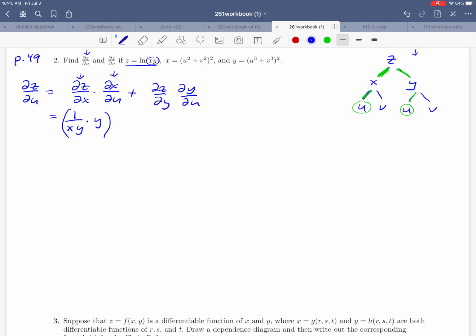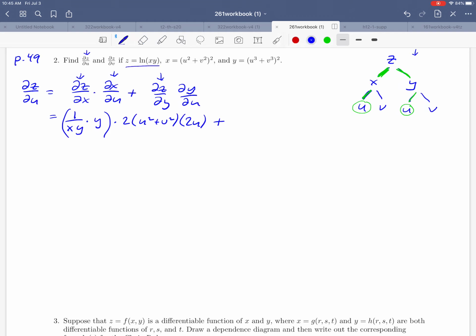Then we come to partial x partial u. Here's our formula for x. If we take that derivative with respect to u, we're using the chain and the power rule, so we'll get 2 times u squared plus v squared to the first, and then we need to multiply by the derivative of u squared plus v squared with respect to u, which is 2u. Then we move on to the next term.